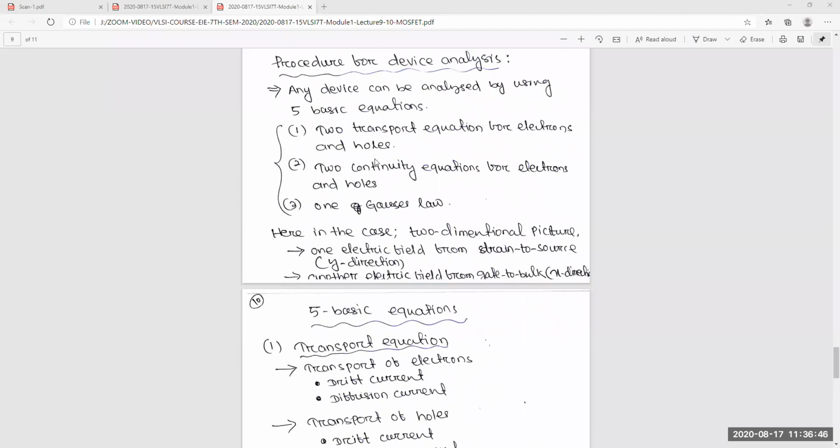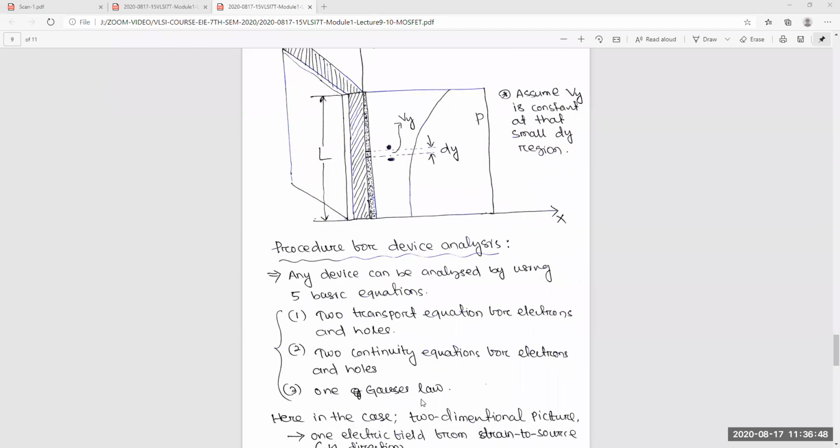Okay. Next is Gauss's law. First, Gauss's law. The change in electric field with distance is equal to rho by epsilon. Okay.